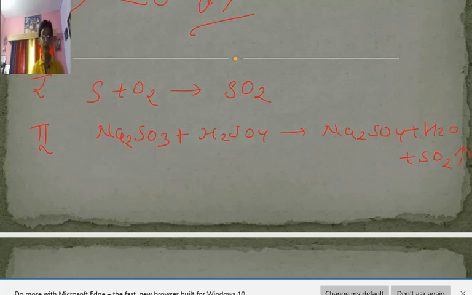Next is a popular reaction. Copper does not displace hydrogen from sulfuric acid, but it reacts with sulfuric acid and forms copper sulfate plus water and also sulfur dioxide gas.